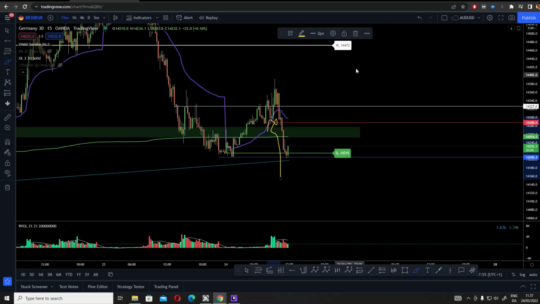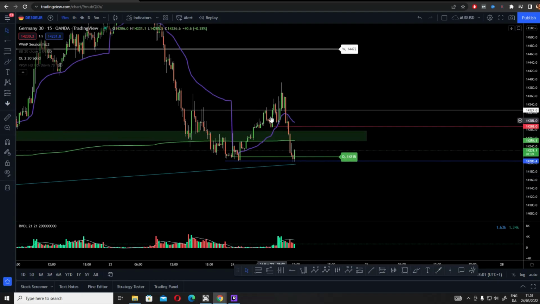and I have to journal this right here, this mistake. Always remember to move your stop losses in regards to what the price action does and is doing.